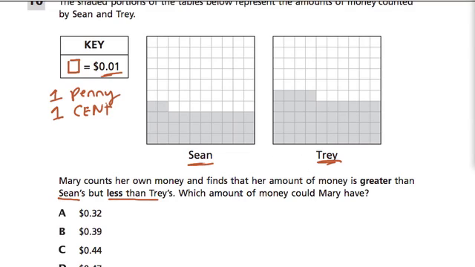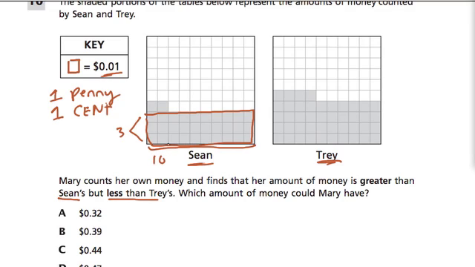So let's figure out how much Sean has and how much Trey has, and then see what our options are that are between those two numbers. So how much money does Sean have? Well, you can count individual squares here, but what I'd say is I would look at this shape and say, oh, this is a rectangle. And it's 3 high, and 1, 2, 3, 4, 5, 6, 7, 8, 9, 10 wide.